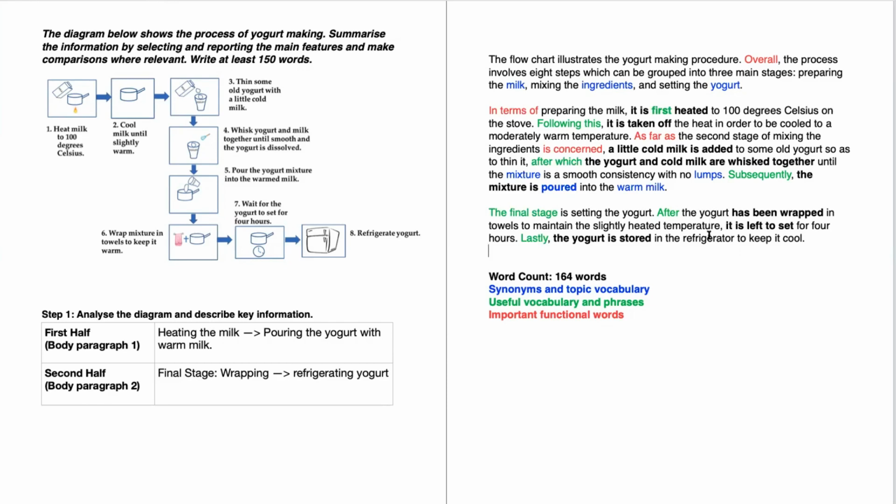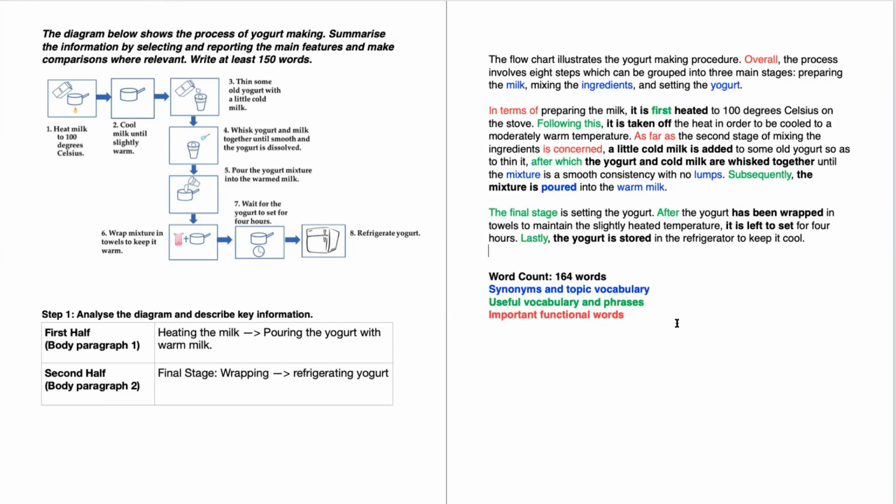And so remember, we see after something has happened, then it is left to set. So this is why we have the present perfect and the present passive. Think of it as a timeline, just like we see here. So after something has been done, something else happens. And then lastly, the yogurt is stored in the refrigerator.